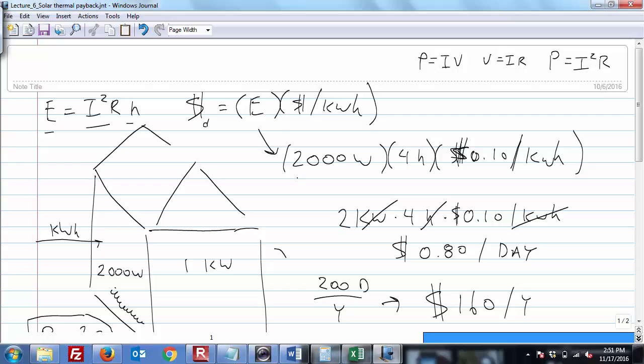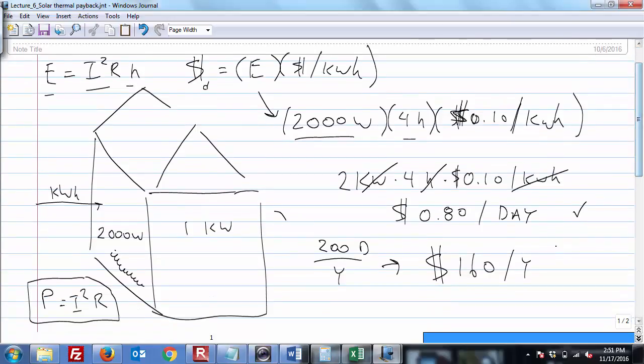So right here, energy equals the power, which I said is 2,000 watts. You're going to run it 4 hours per day, and it's 10 cents per kilowatt hour. So 2,000 watts is 2 kilowatts times 4 hours times 10 cents. You're looking at 80 cents per day. I think I said you're going to run it for 200 days per year, so that's $160 per year that you're going to spend heating your house with electricity.